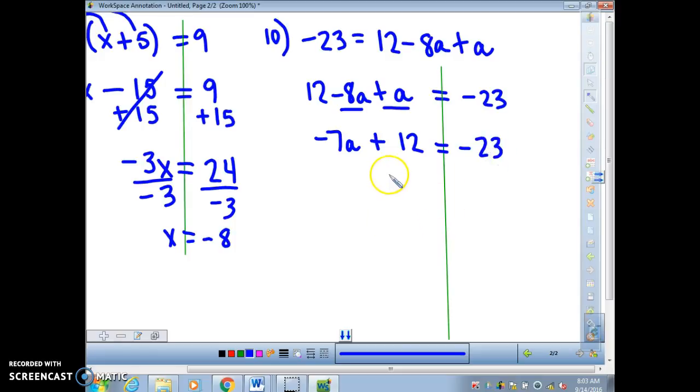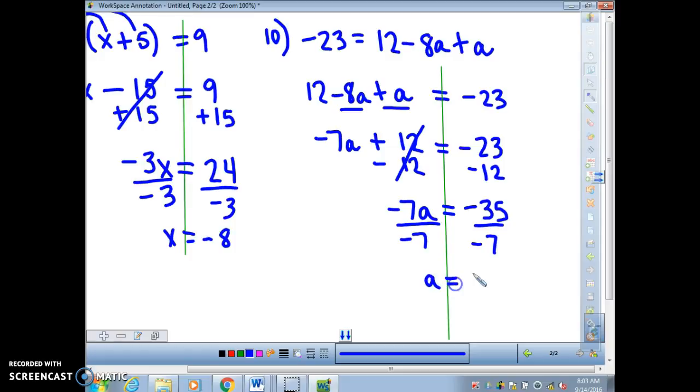Okay? And then I will subtract 12. So I get negative 7a is equal to negative 35, because right here the signs are alike, so I add and keep the sign. And then divide by negative 7. So I get that a is positive 5. Okay. Anybody else want to see one? All right. Kalani? Number 9.